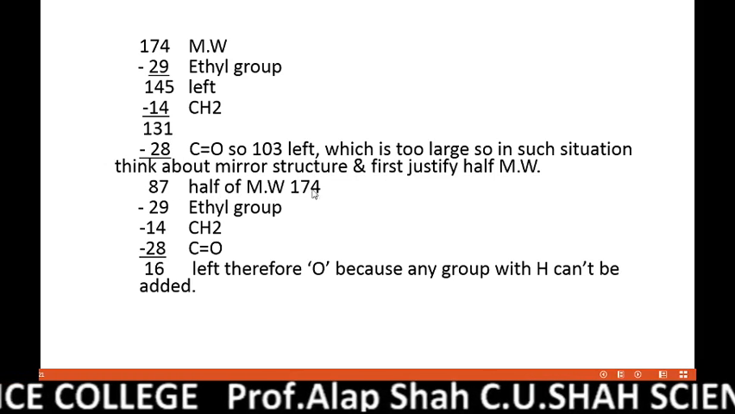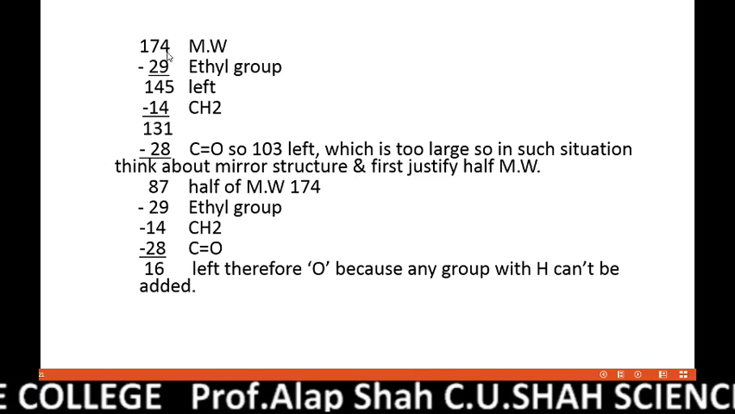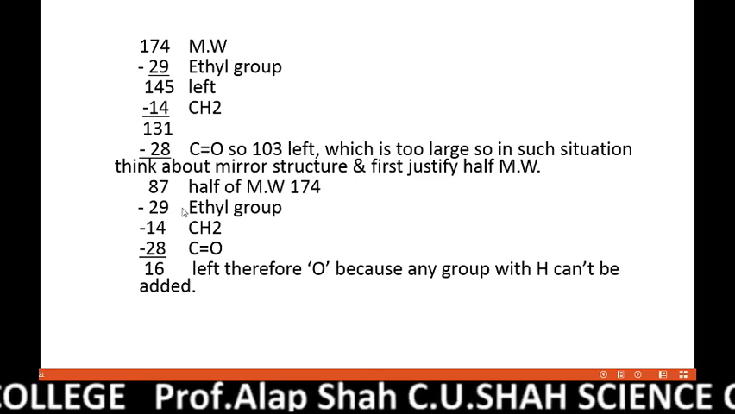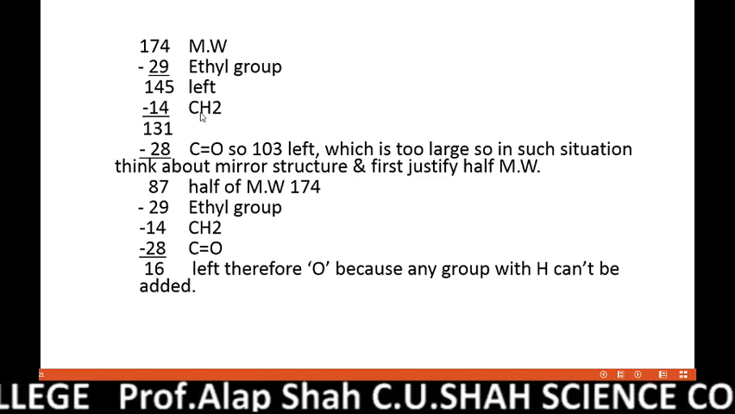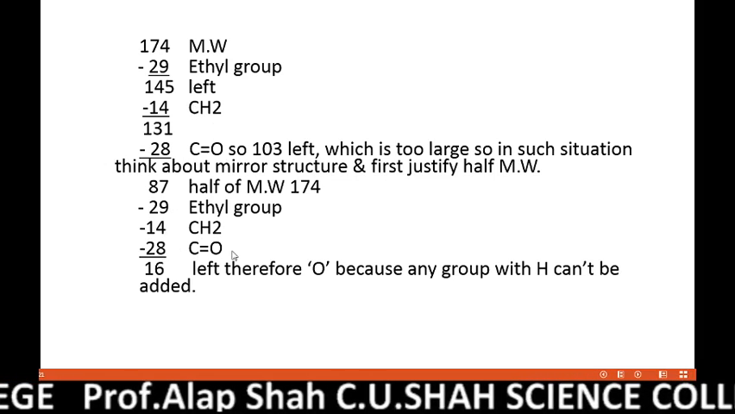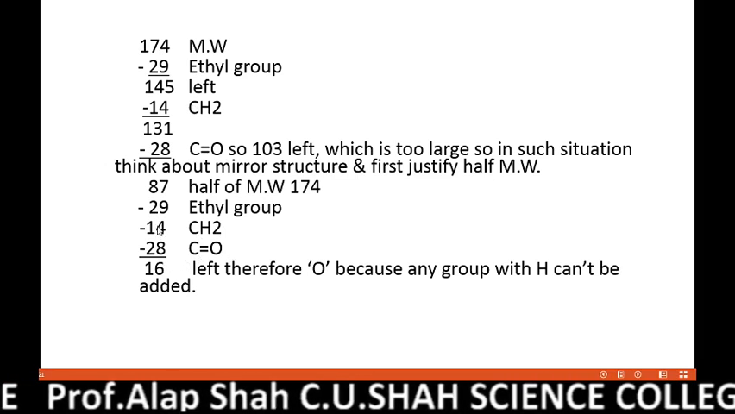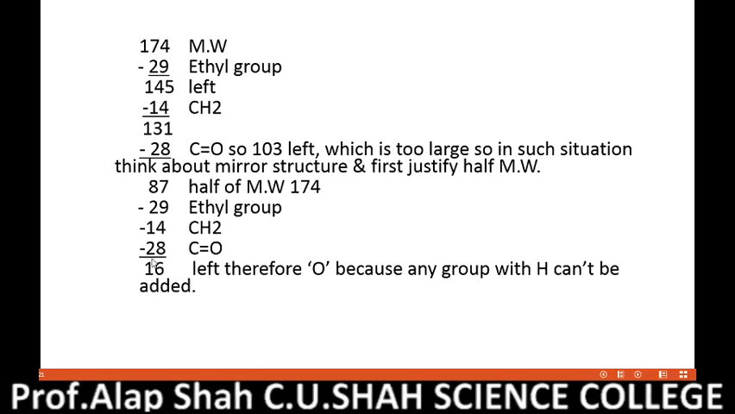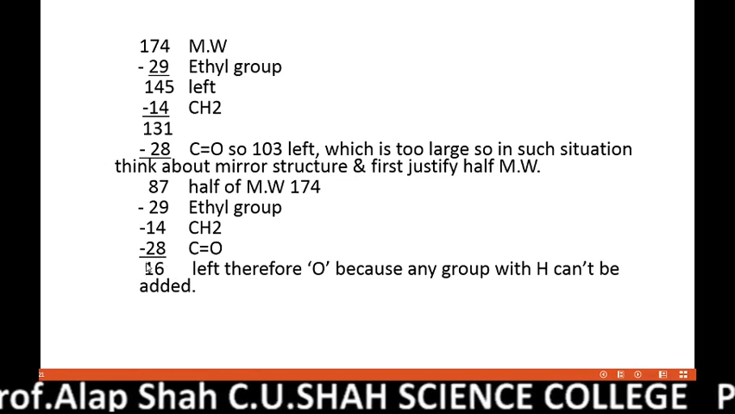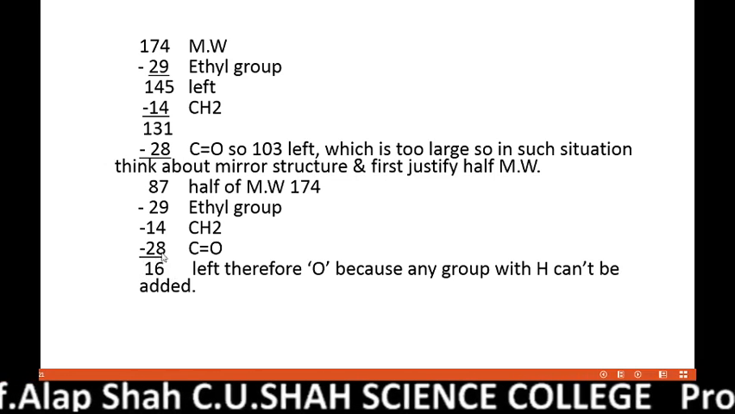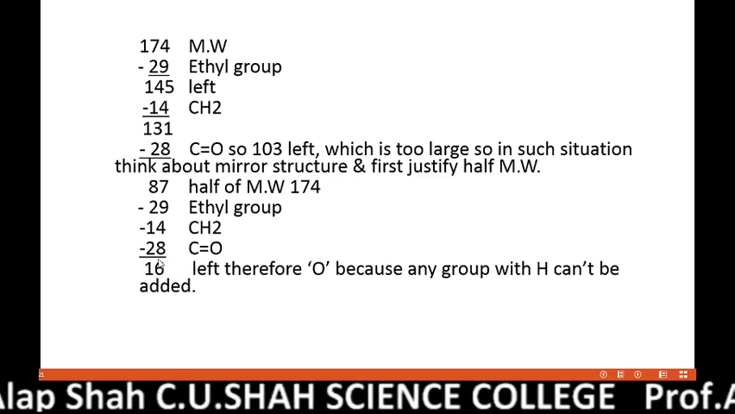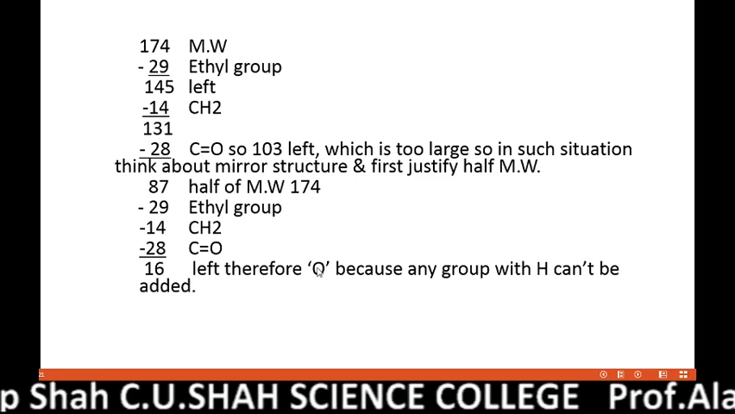87 is half of 174. This given 29 is ethyl, 14 is this methylene, and 28 is carbonyl. Now we subtract all these three from 87, so 16 is left. Now there are several combinations we can add for the 16. One is oxygen, whose atomic weight is 16.